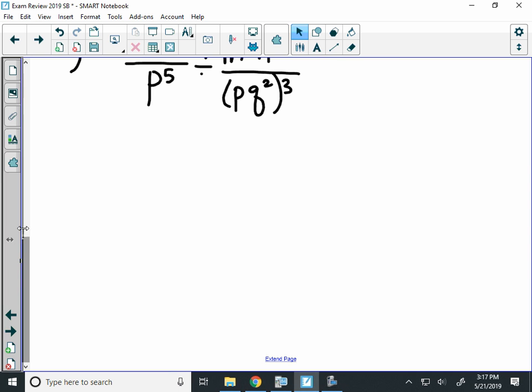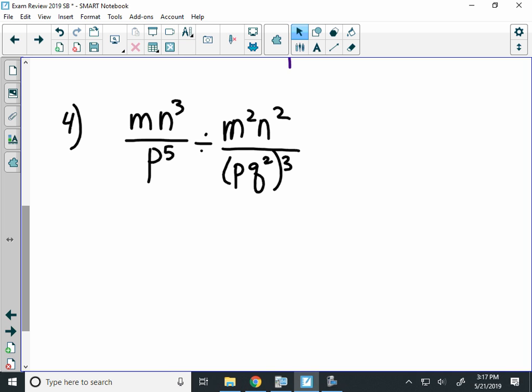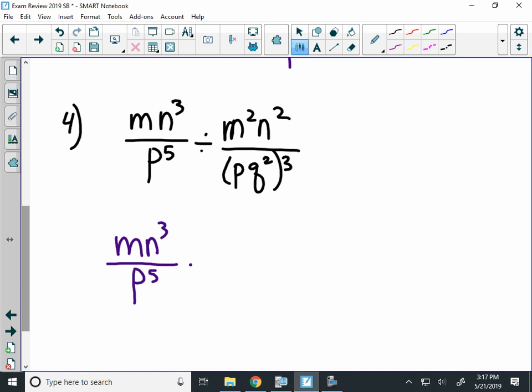So in order to simplify two fractions that are being divided, you guys use the expression keep, change, flip. Keep the first one, n to the third over p to the fifth. Change the sign to multiplication, flip the second fraction. So n squared is in the denominator. I'm going to do this in one step here. Change that to p to the third times q to the sixth.